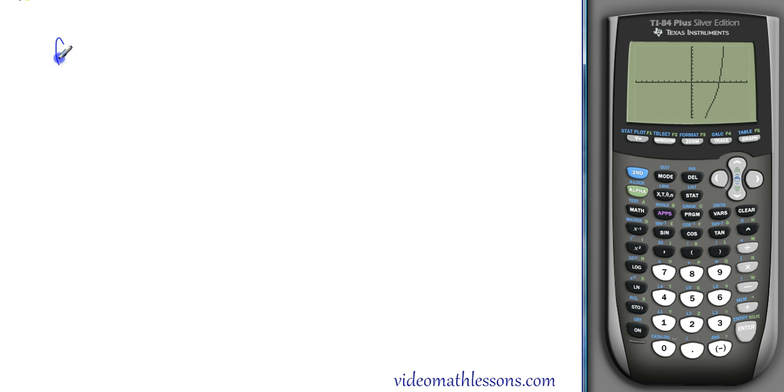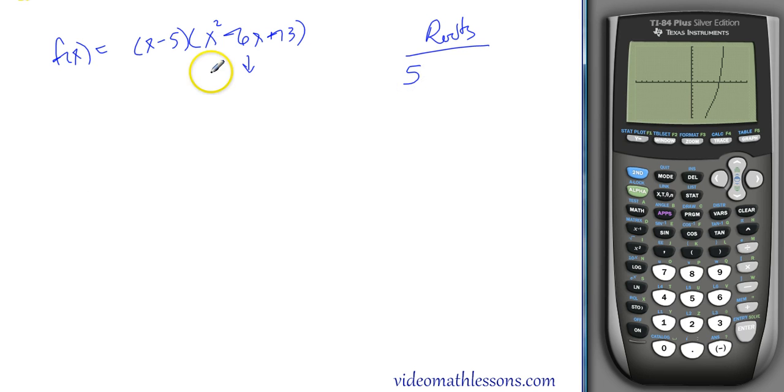Let me rewrite this now. So I got f of x equals, and what do we say? X minus 5, X minus 5, X squared minus 6x plus 13. Okay, that's the new factored form. I need to break this down. So now I have my roots, and I know 5 is a root. I'm going to break this down.